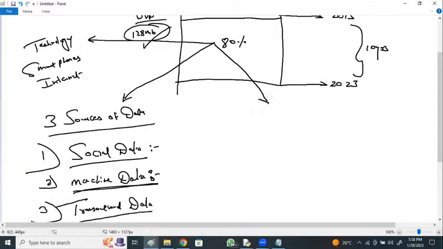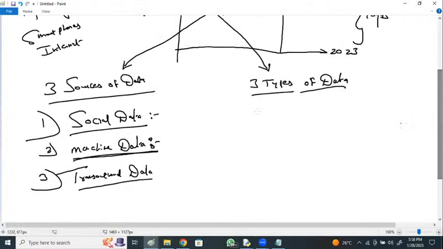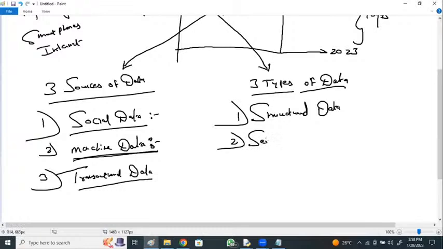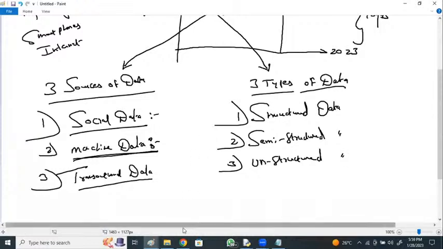And what are the main types of data? There are three types: structured, semi-structured, and unstructured data.